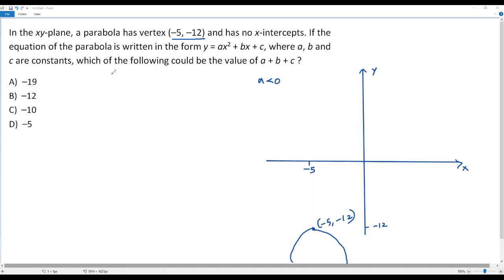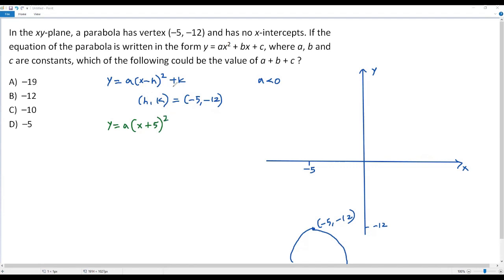Now let's consider the vertex of the parabola. Using this vertex, we can write the equation of the parabola in vertex form, that is y = a(x - h)² + k. So this is the equation for a parabola in vertex form, and here (h, k) represents the vertex of the parabola. For (h, k) we have (-5, -12). Let me plug in -5 for h and -12 for k in this equation. Then I'm getting y = a(x + 5)², since negative times negative becomes positive, and for k we have -12. Here I got the equation of the given parabola in vertex form.